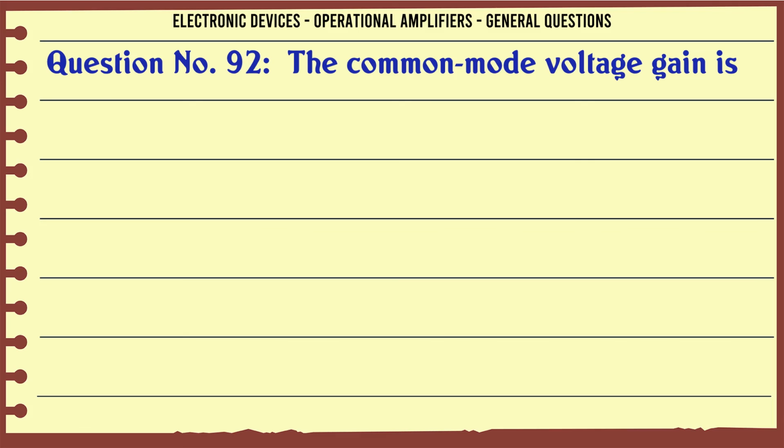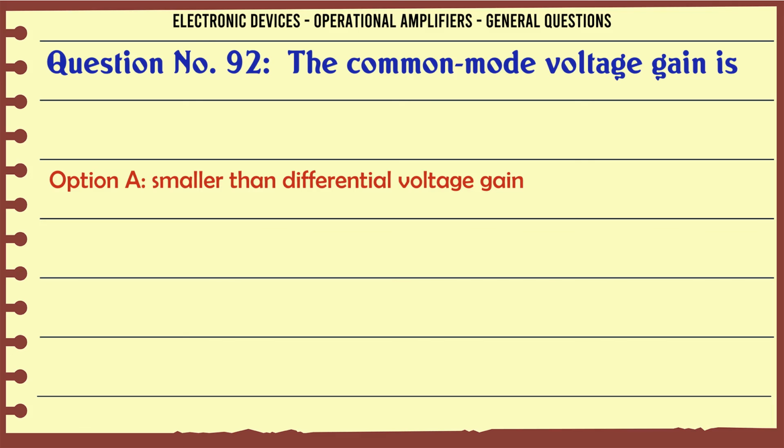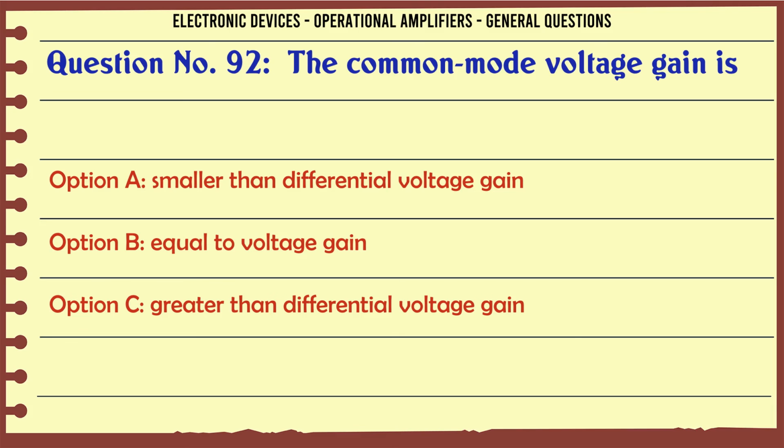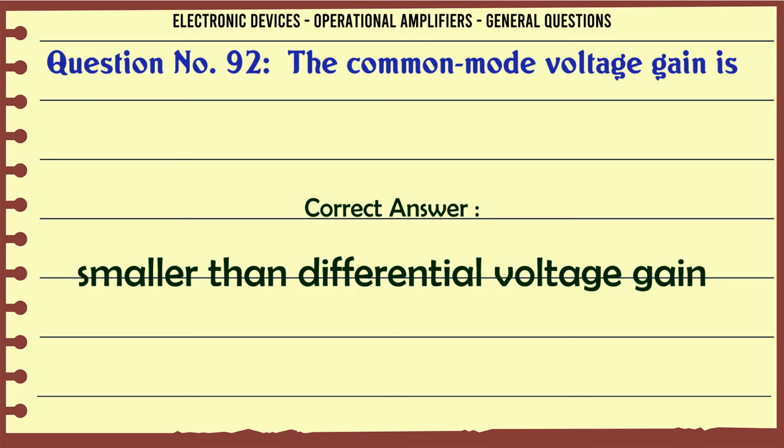The common mode voltage gain is A. Smaller than differential voltage gain, B. Equal to voltage gain, C. Greater than differential voltage gain, D. None of the above. The correct answer is smaller than differential voltage gain.